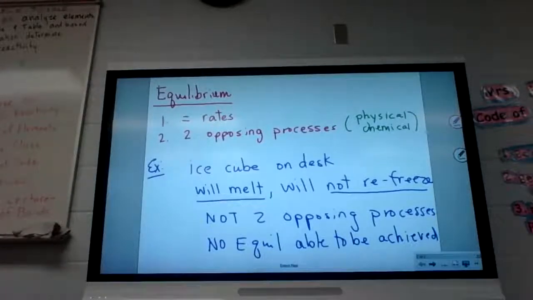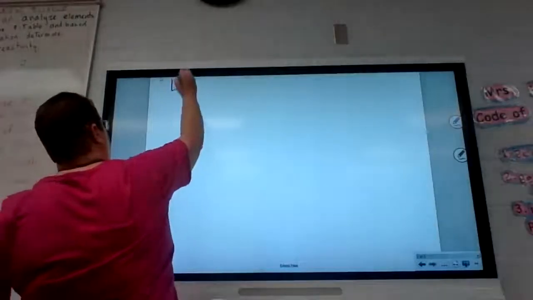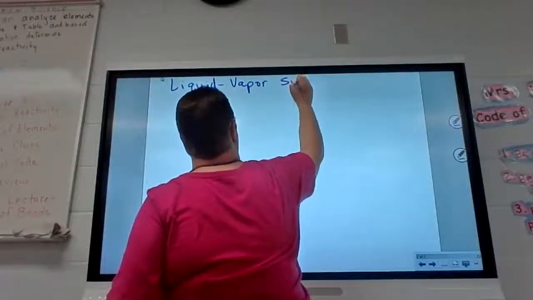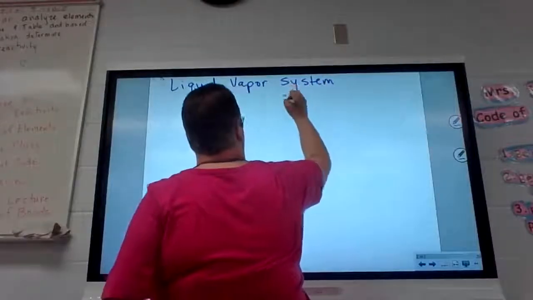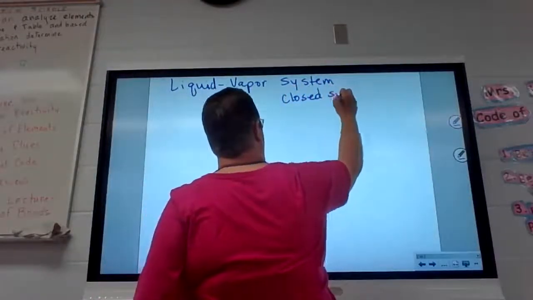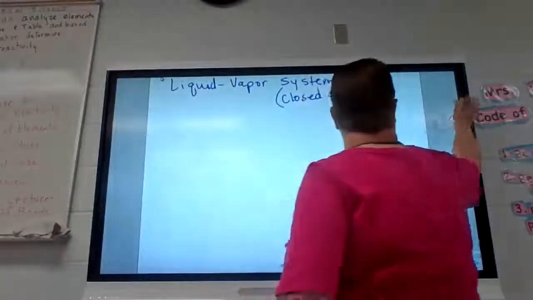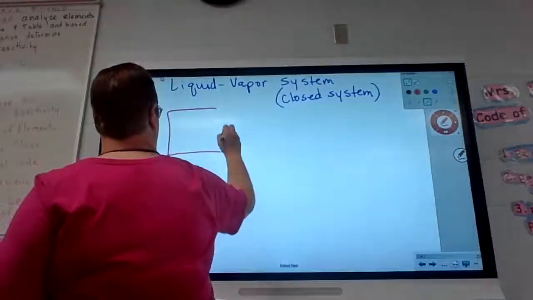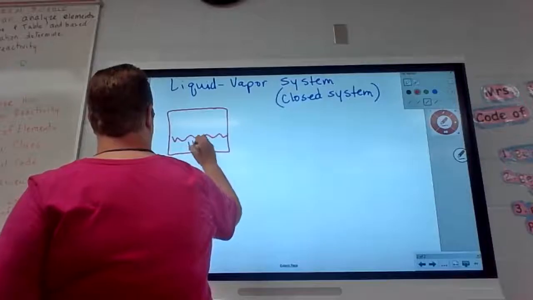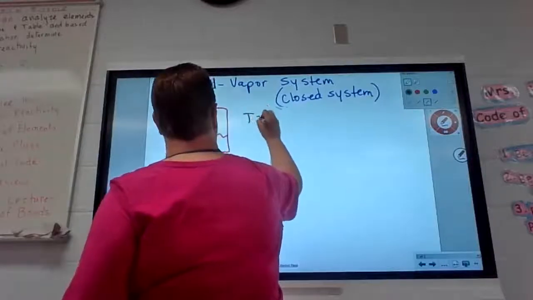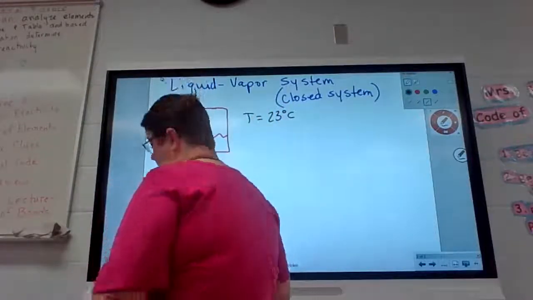Now, I need to wait on anybody to catch up. Everybody there? Okay. So, the state wants us to look at a liquid vapor system, and they want it to be a closed system. So we're going to use that, which means nothing gets in or out of our system. So we have some water in a container. We'll make it about 23 degrees Celsius, which is like room temperature.